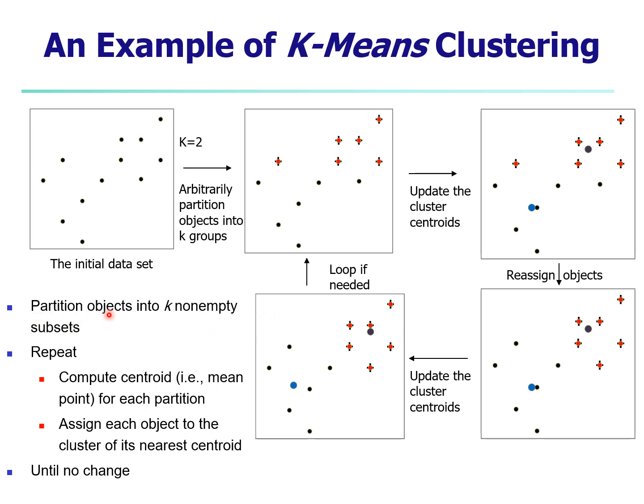Now, these are the same steps. Partition objects into K non-empty subsets. Repeat: compute the centroid, the mean point, for each partition; assign each object to the cluster of its nearest centroid. And then we keep repeating until nothing changes.